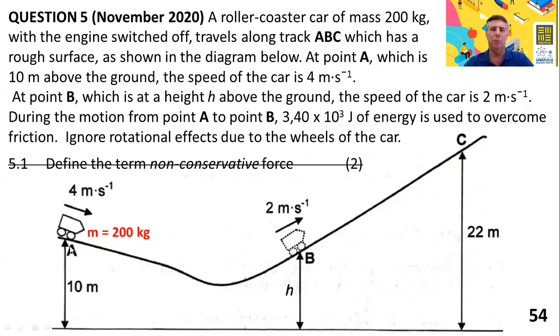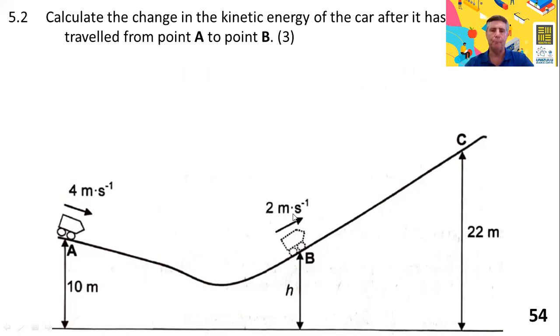At point A, 10 meters above the ground, the speed of the car is 4 meters per second. At point B, an unknown height h above the ground, speed of the car is 2 meters per second. Now they tell you that during the motion from A to B, 3.4 times 10 to the 3 joules of energy is used to overcome friction. So in a sense, that energy is lost from the motion of the car. So again, if there hadn't been friction, we would have expected the speed at B to be a lot higher than 2 meters per second.